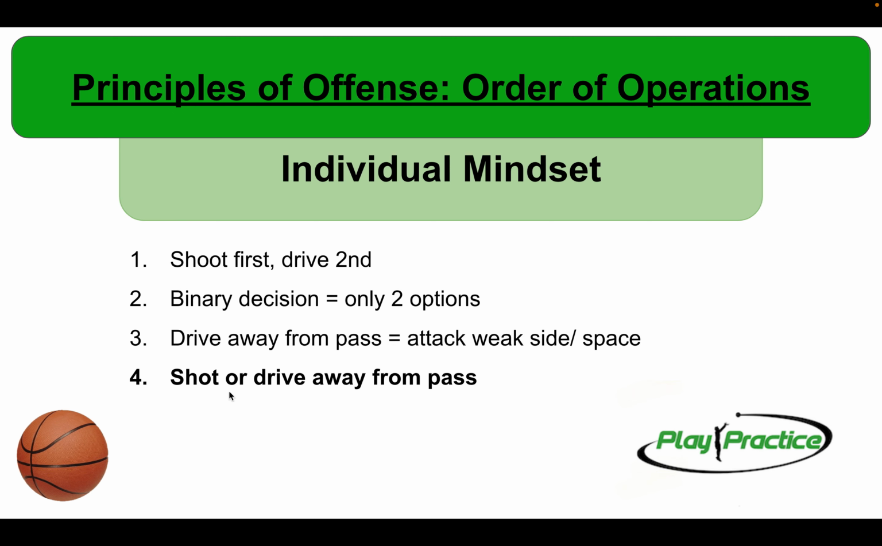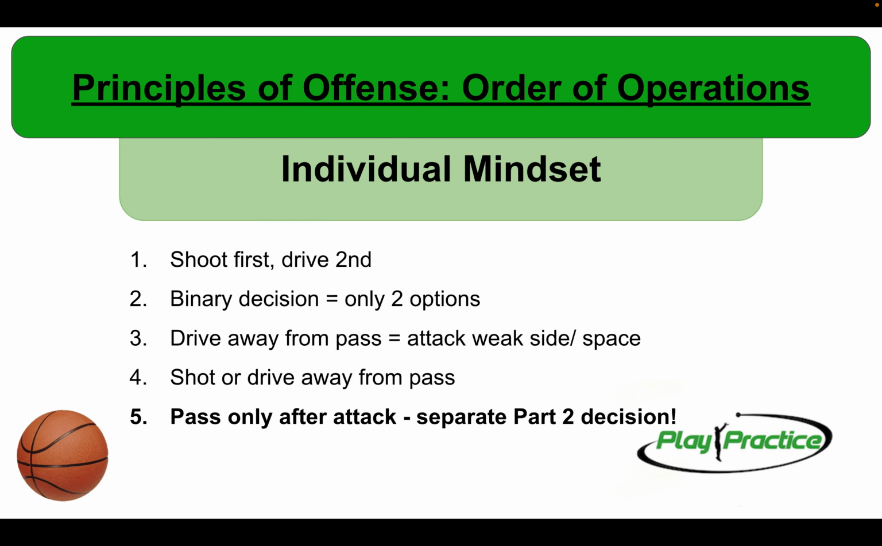And so we have the conclusion here of shot or drive away from pass as our binary decision. And then we need to talk about the cue. And I talked about this as the pass only after the attack. We kind of talked through that already, but again, if you are attacking and you beat your defender because they were trying to take away your shot and they got themselves out of position, we're playing 5-on-4, and so the part 2 decision is where we think about the pass.